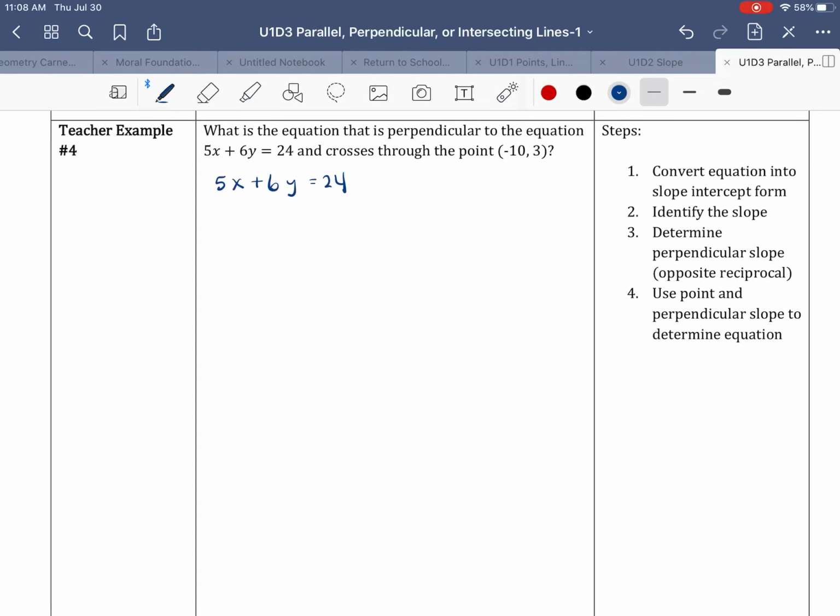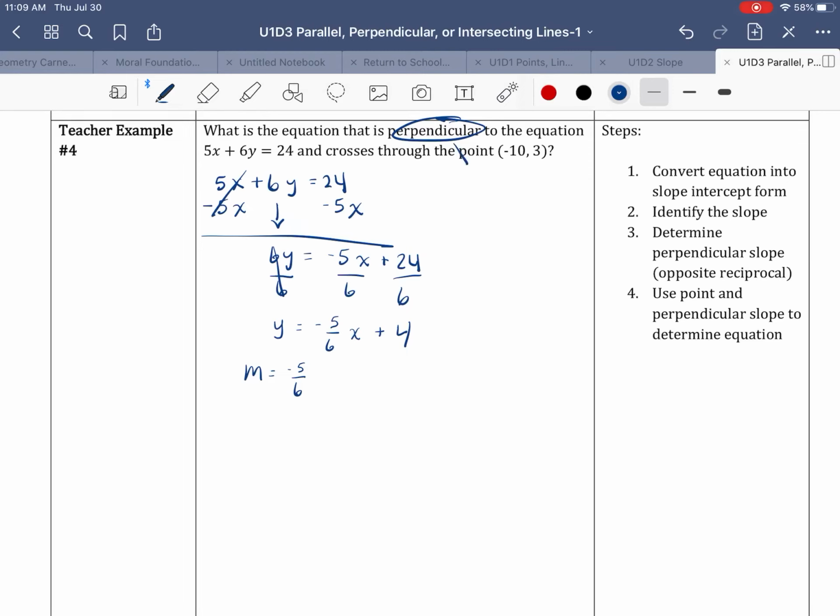Here, my 6y is already positive, so I'm going to start by moving my 5x. They're being added, so I'm going to do the inverse, which is to subtract. The 5x's go away because it goes to 0. I bring down my 6y. I have -5x plus 24. Now my 6 and my y are being multiplied, so the inverse of multiplication is division, and I'm going to divide all the way across. And then I'm left with y equals -5/6 x plus 4.